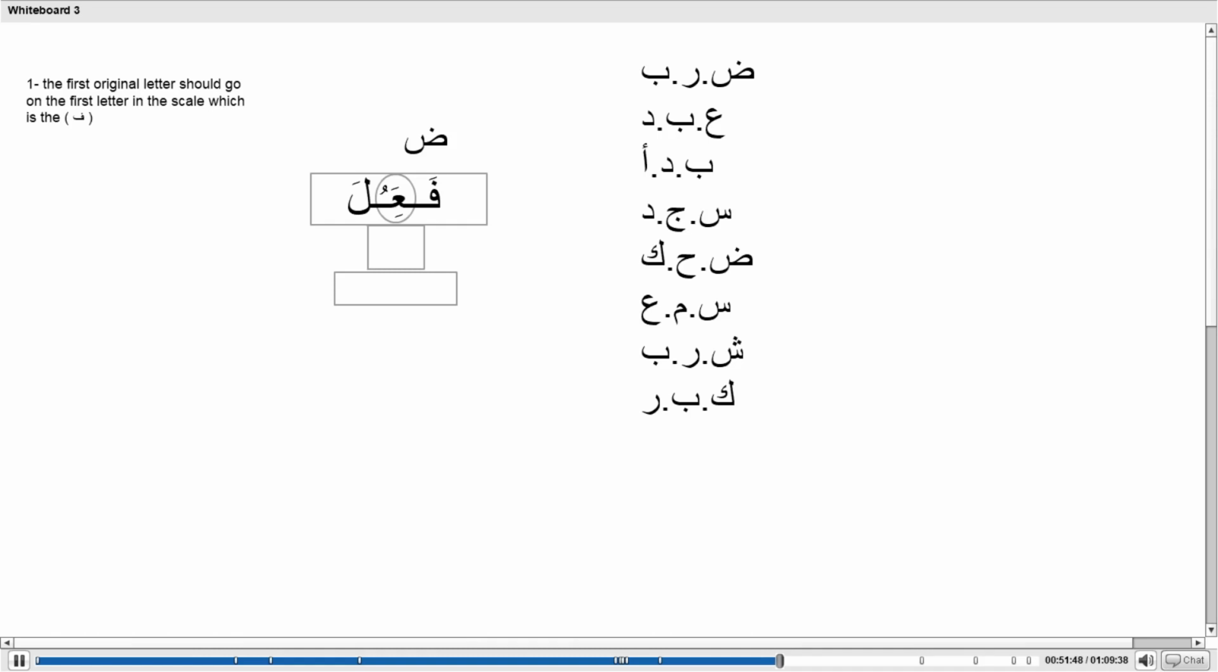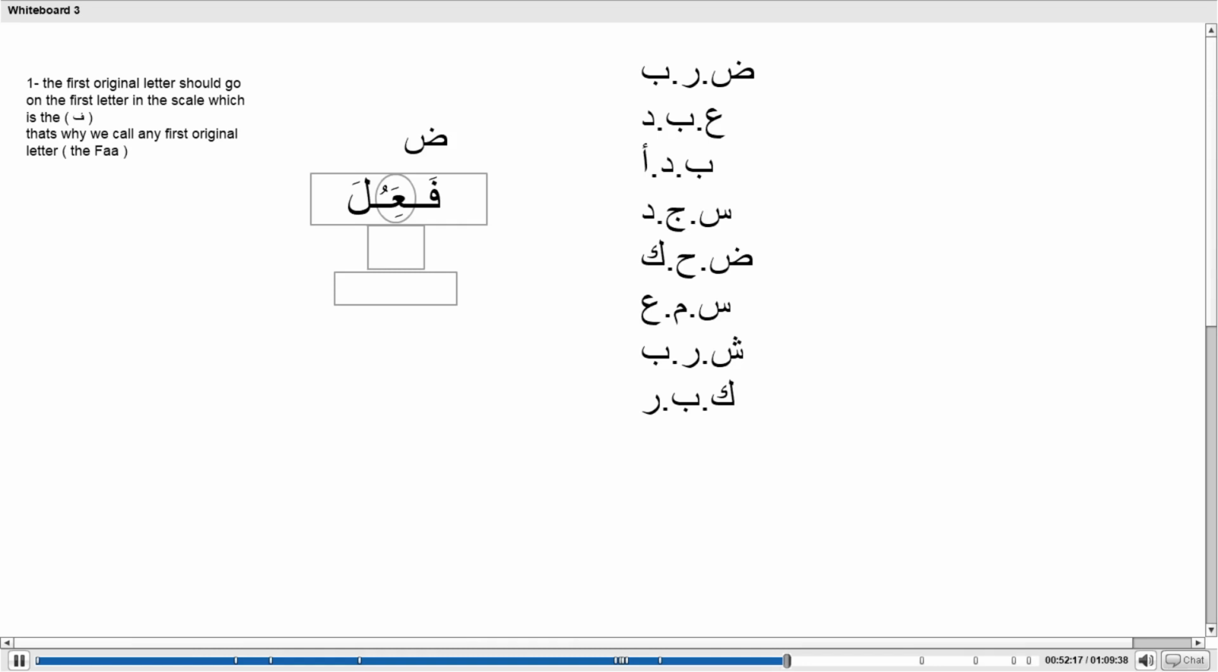That's why, pay attention, we call any first original letter, we call it what? We call it the fa. The fa of the word. You can say the fa for short.